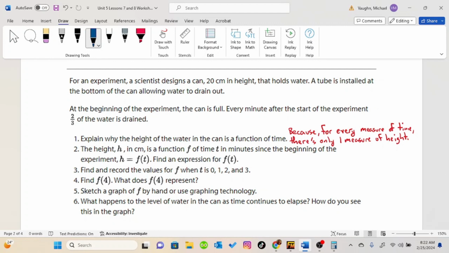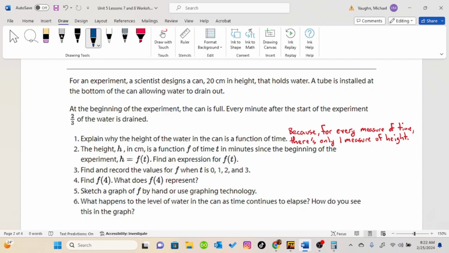Number 2, the height h in centimeters is a function of f of time t in minutes since the beginning of the experiment. H equals f of t. Find an expression for f of t.